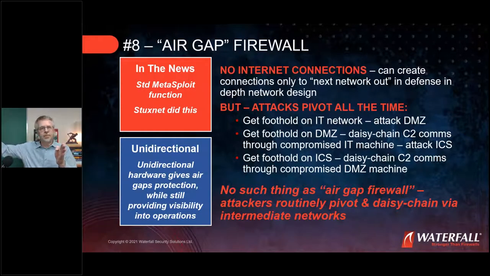And now the attacker can send their commands into the enterprise RAT, into the DMZ RAT, and attack systems in the DMZ, and find their way through to the industrial network and plant a RAT there and daisy chain it back to the DMZ and daisy chain it back to the enterprise and daisy chain it back to the C2.